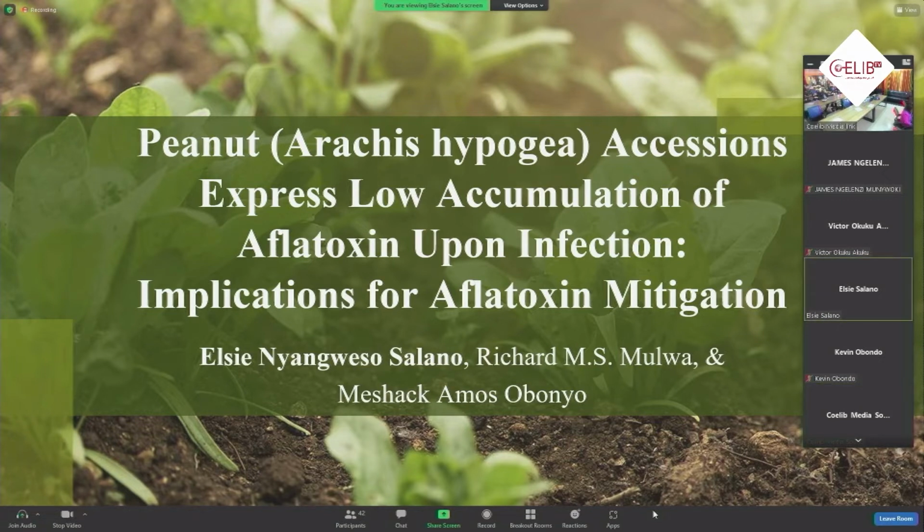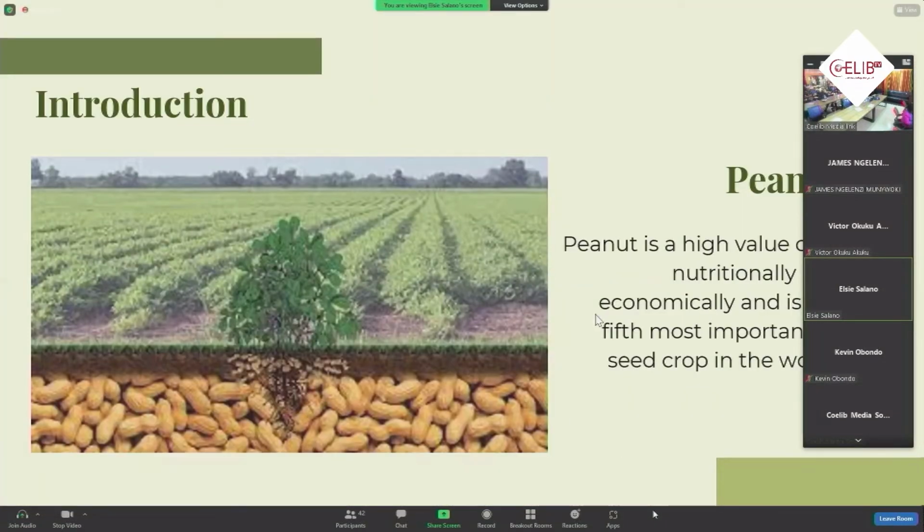Okay. So good morning. I'm going to present part of my work, and the title is Peanut Accessions Express Low Accumulation of Aflatoxin upon Infection: Implications for Aflatoxin Mitigation. I'm Elsie Nyangweso Salano, and I co-authored this work with Professor Richard Mulwa and Professor Meshack Obonyo.